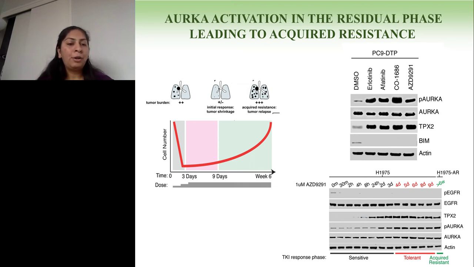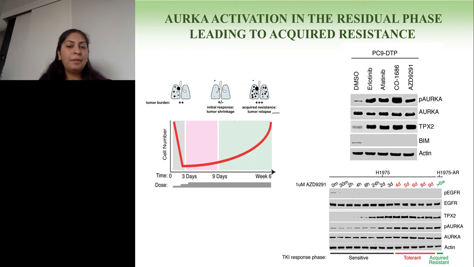And if we go back to our clinical equivalent model of resistance, when you look at the Aurora kinase activation over a period of time, we see that Aurora kinase and TPX2 are highly upregulated from the late sensitive to the residual model, and it's required in the acquired resistance model.